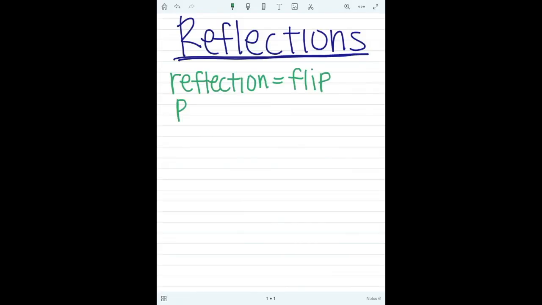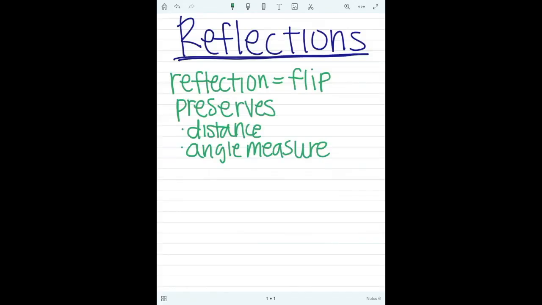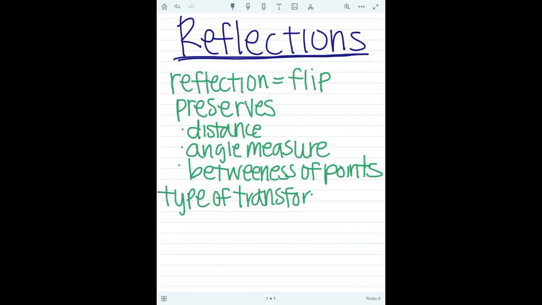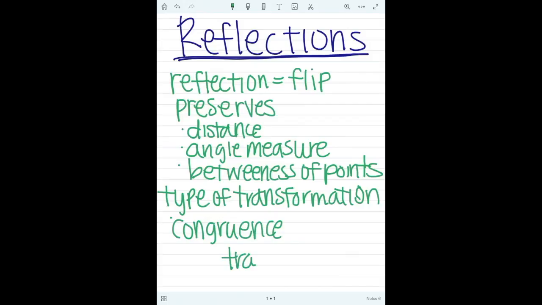Now, you can describe a reflection and say its characteristics are that it preserves the distance of a figure, its angle measure, and also the betweenness of points. We know that a reflection is a type of transformation. Transformations include dilations and also reflections. It is known as a congruence transformation because it is the same size and the same shape after it's reflected.